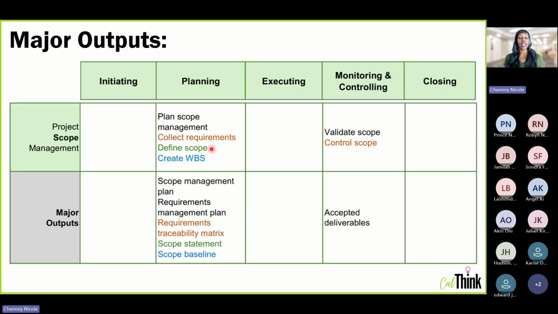So continuing on, define scope, the major output is going to be the scope statement. Create WBS is a process, the last planning process in scope.